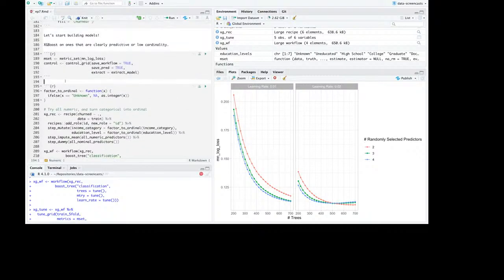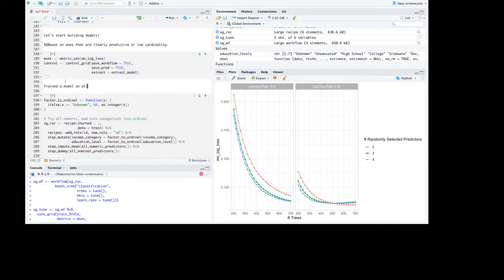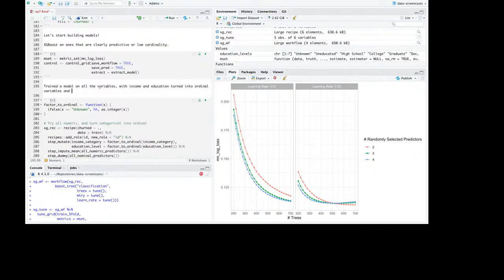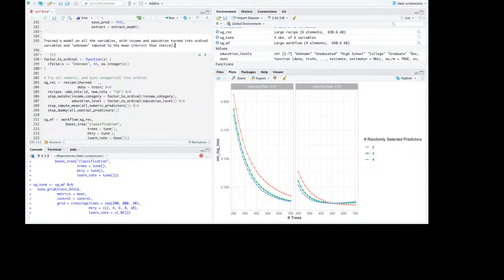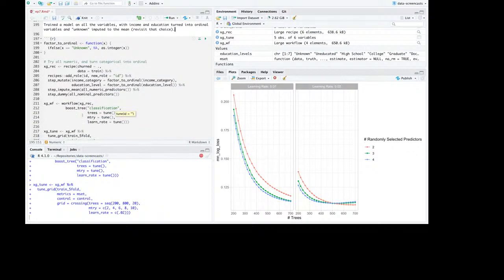So, trained a model on all the data with income and education turned into ordinal variables and unknown imputed to the mean. I'm not sure. That might not be perfect. Maybe unknown is more similar to one side or the other. That's kind of plausible looking at it. I should revisit that choice. I don't know that they're going to turn out to be that important. But yeah, that's my factor to ordinal situation.